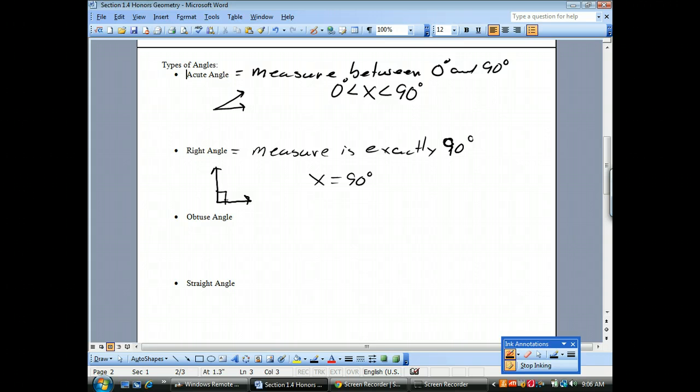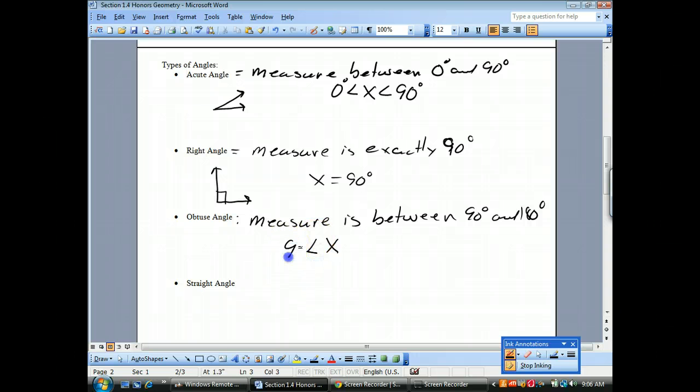An obtuse angle is an angle whose measure is between 90 and 180 degrees. Okay? So in math, if x is the angle, x is greater than 90 but less than 180 degrees. So notice again that it's never equal to that.